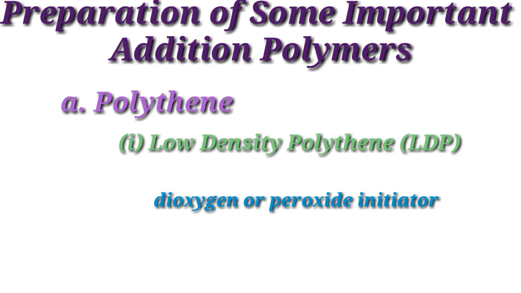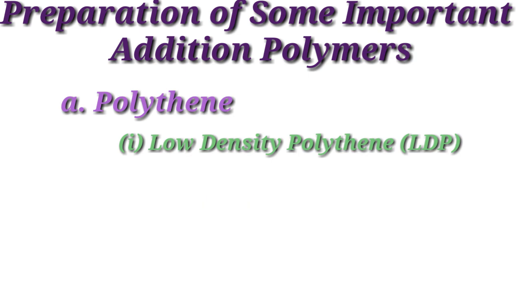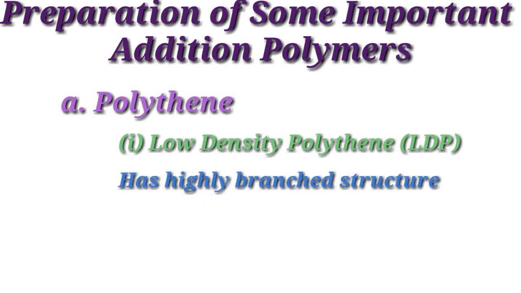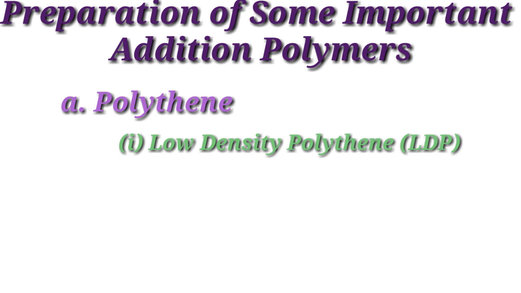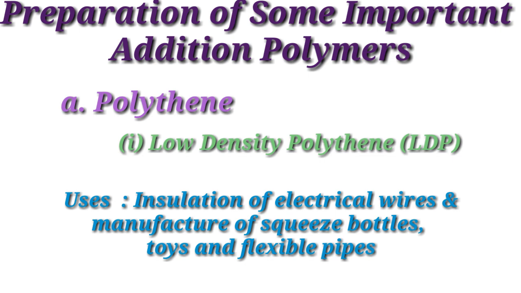Low density polythene obtained through the free radical addition and hydrogen abstraction has a highly branched structure. The low density polythene is chemically inert and tough but flexible and a poor conductor of electricity. Hence, it is used in insulation of electrical wires and manufacture of squeeze bottles, toys and flexible pipes.